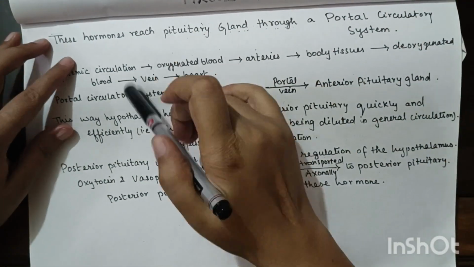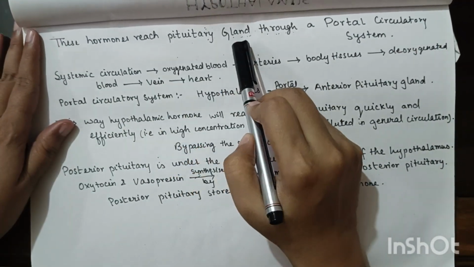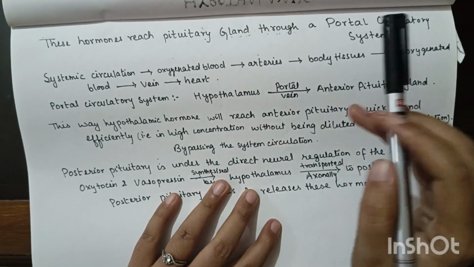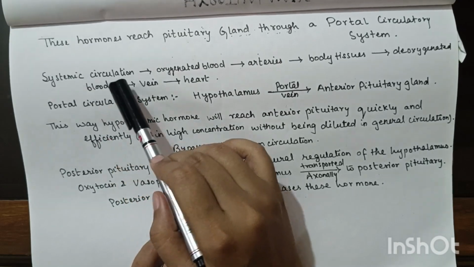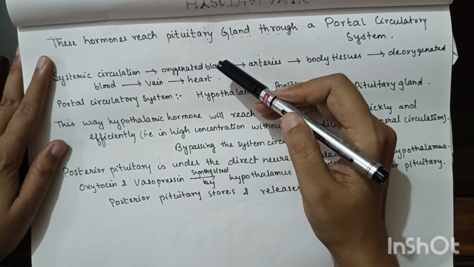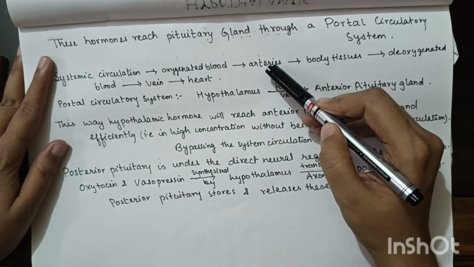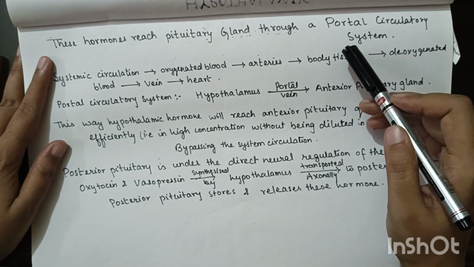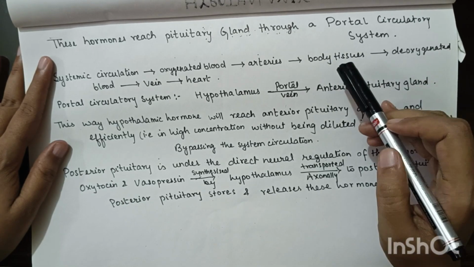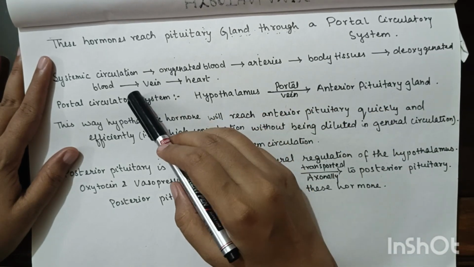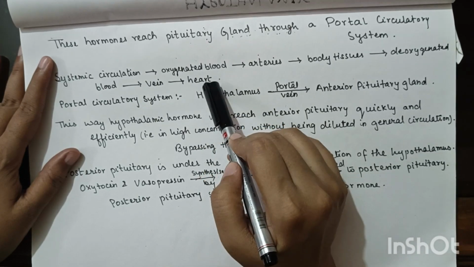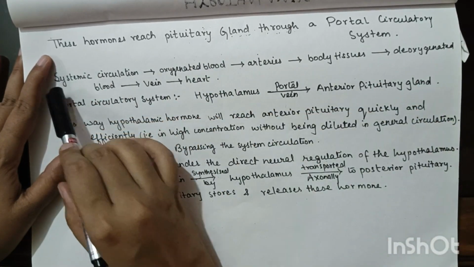These hormones, the hypothalamic hormones, will reach the pituitary gland through a portal circulatory system. Here I have written portal circulatory system. See, as we know, in the systemic circulation, the oxygenated blood is carried from the heart through the arteries to the body tissues, where the oxygenated blood is delivered, and the deoxygenated blood is carried from the body tissues into the veins, and these veins will carry the deoxygenated blood to the heart. This is a very simple circulation system, systemic circulation.